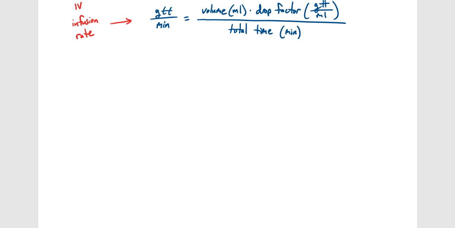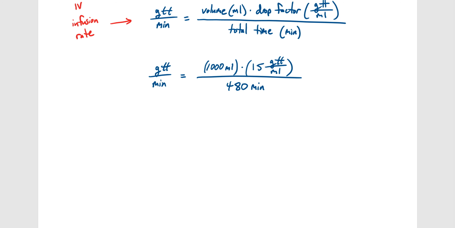Okay, so let's set this up here and plug in our numbers. So we have our infusion rate, drops per minute, equals 1,000 milliliters times 15 drops per milliliter divided by 480 minutes. We recognize the milliliters cancel, which they always should, or else the units are incorrect and we have to change them. And we end up getting 1,000 times 15, and then dividing that by 480.